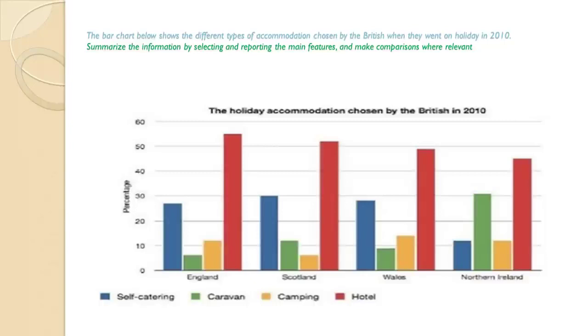So you have already known that the bar chart will show the different type of accommodation chosen by the British when they went on holiday in 2010. In 2010, they actually went on the holiday vacation, and they used different types of accommodation like self-catering, caravan, camping, hotel. So these are the four modes of accommodation they used. And we'll use some tips and techniques by which you can easily describe paragraph.